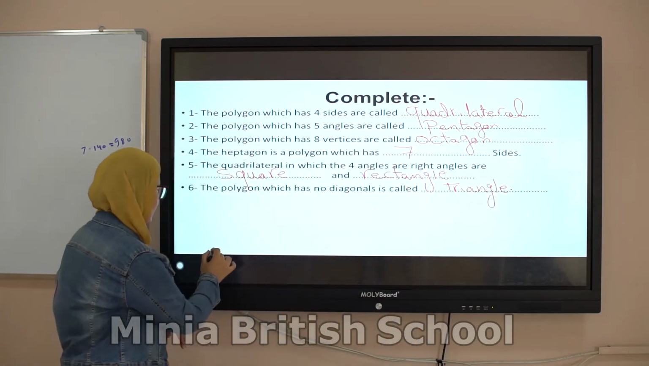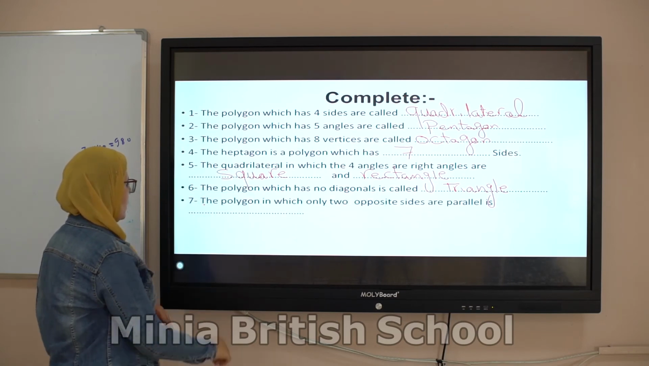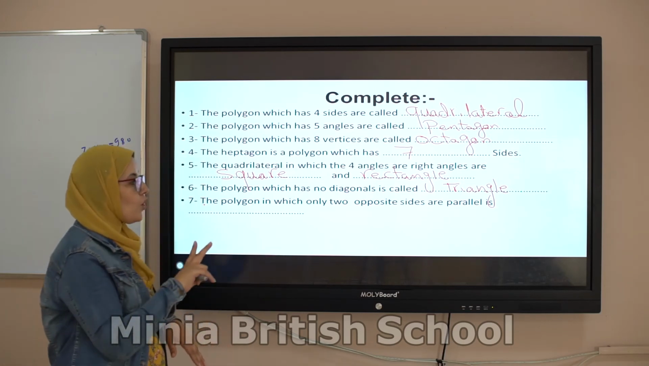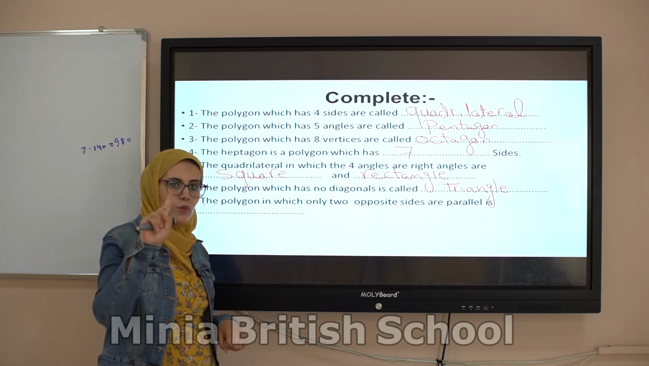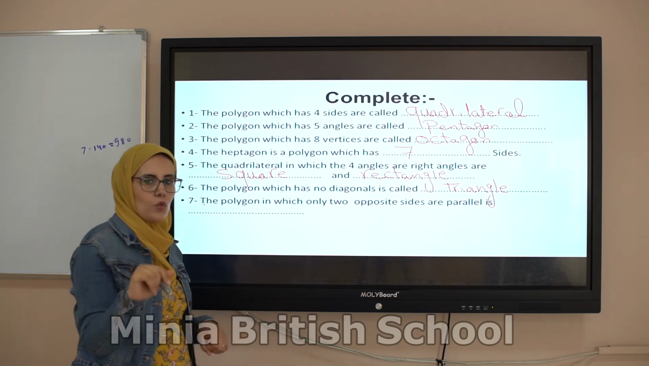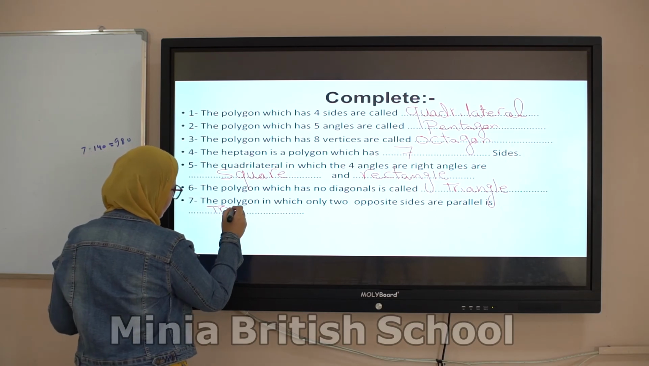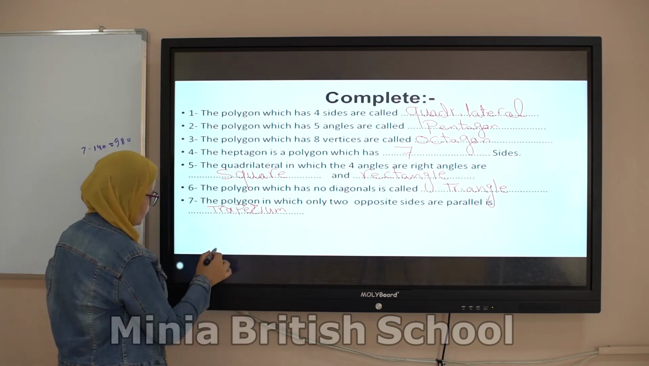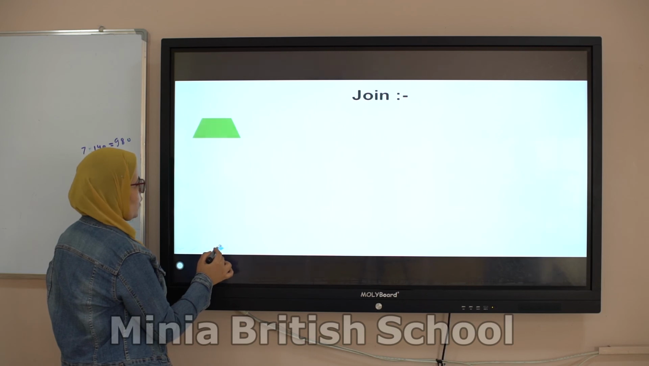Let's see the next one. Here we have the polygon in which only 2 opposite sides are parallel. We said we have a polygon which has only 2 opposite sides parallel and not equal in length. It's called what? It's called a trapezium. That's it. Let's see another type of question. It's joining, so easy actually.